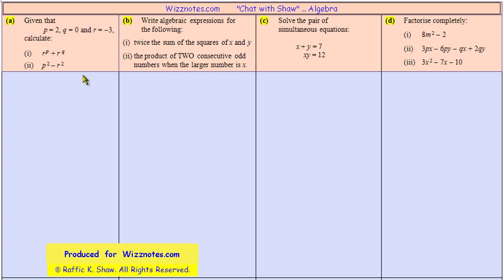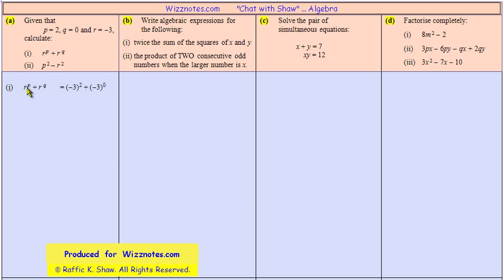And this question has 4 parts, part A, B, C, and D. And we are going to do one part at a time. So let's look at part A. It says, given that P equals 2, Q equals 0, and R equals -3, calculate first R to the power P plus R to the power Q, and then part 2 we have to calculate P squared minus R squared. So let's first look at part 1.